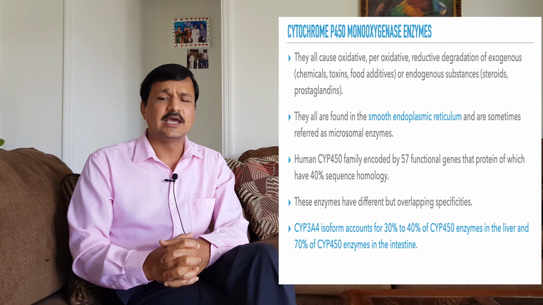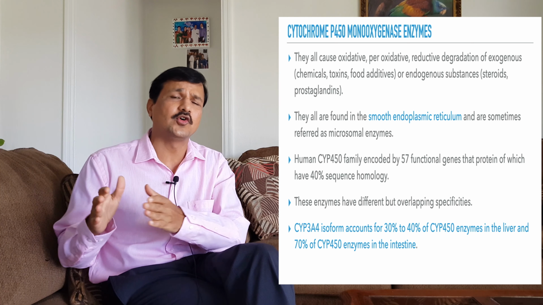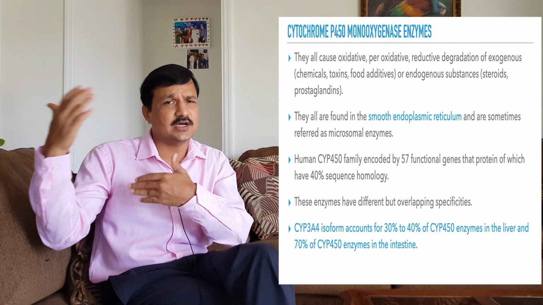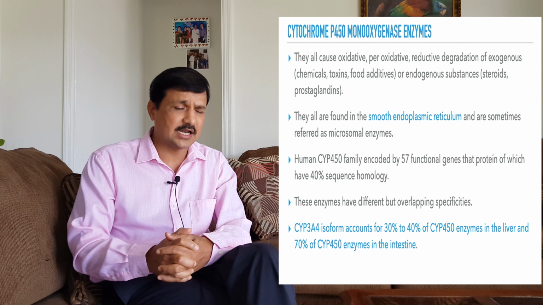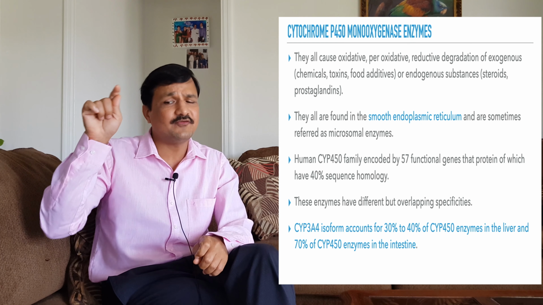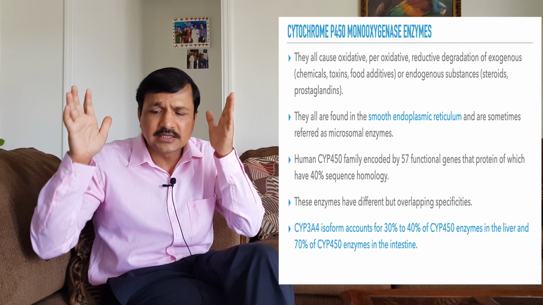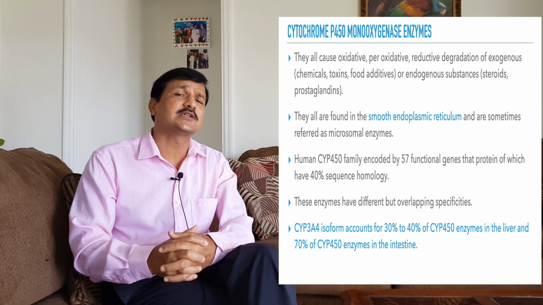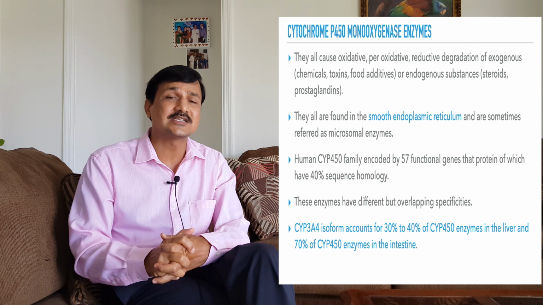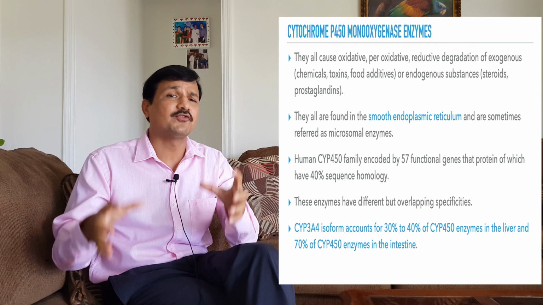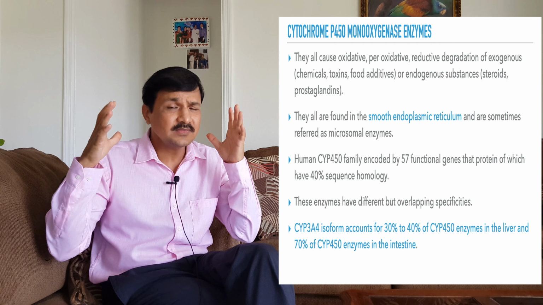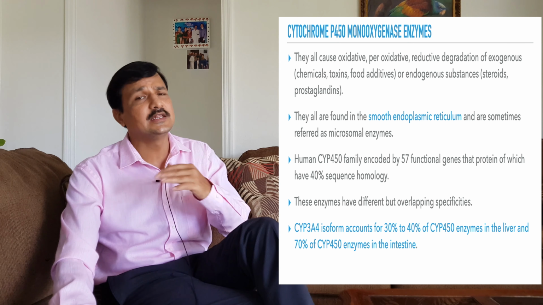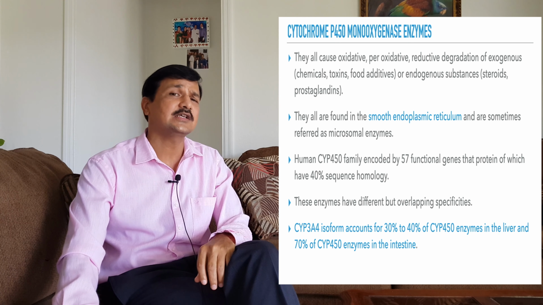One of the most important cytochrome P450 enzymes, which handles the greatest number of drugs and chemicals, is cytochrome P450 3A4. CYP is cytochrome P450, 3 is the family, A is the subfamily, and 4 is the isoform in that particular class. Remember, this is the isoform which accounts for 30 to 40% of cytochrome P450 enzymes in the liver and 70% of cytochrome P450 enzymes in the intestine. So, remember that cytochrome P450 3A4 handles the greatest number of drugs, chemicals and substances, in the liver, and most of it is in the intestine.